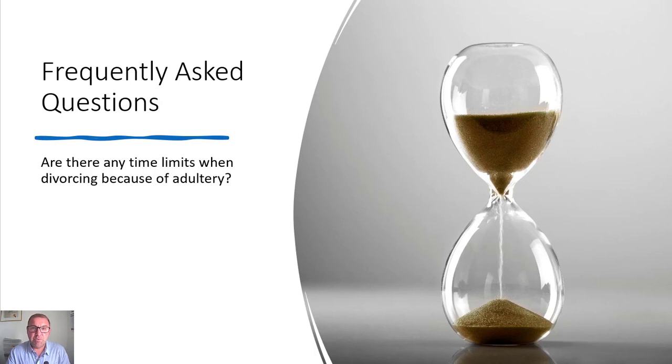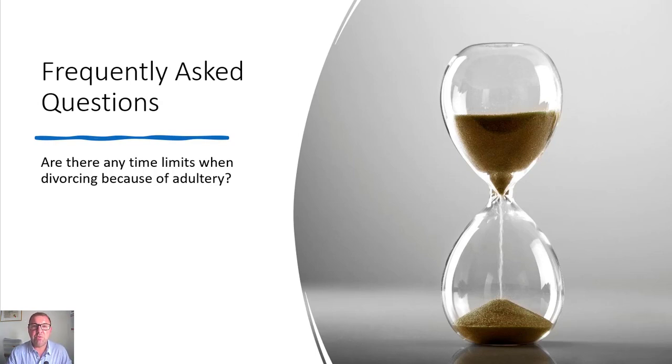Are there any timelines when divorcing for adultery? Absolutely, 100%. You must file for divorce within 6 months of knowing about the adultery. If you leave it longer, then you can't use adultery as the grounds for your divorce. Adultery is sexual intercourse with someone of the opposite sex, and you find it intolerable to continue to live with that person. So you must file for divorce within 6 months.